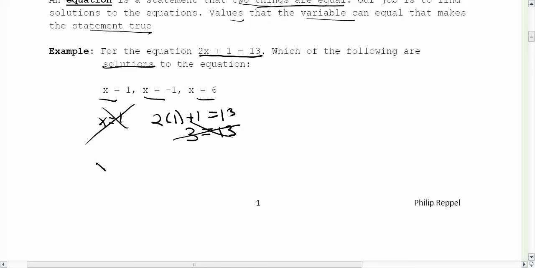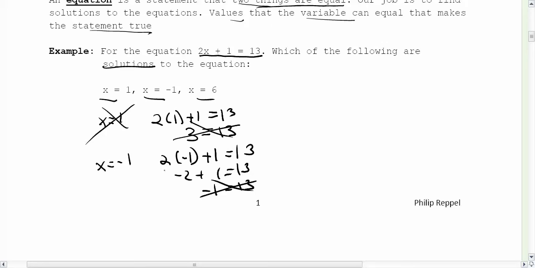I'm going to take x equal to minus 1. I'm going to replace the x with the minus 1. This time I get minus 2 plus 1. I get minus 1 equal to 13. That's not true. So x equal to minus 1 is not a solution.